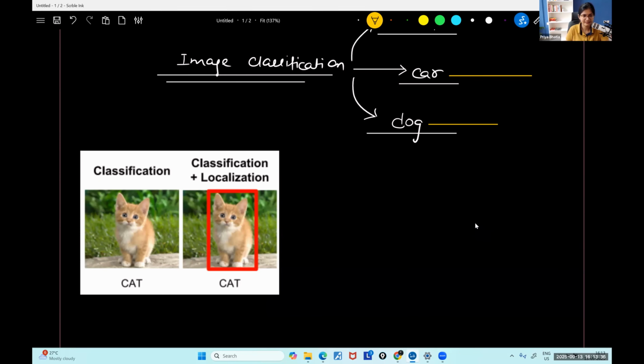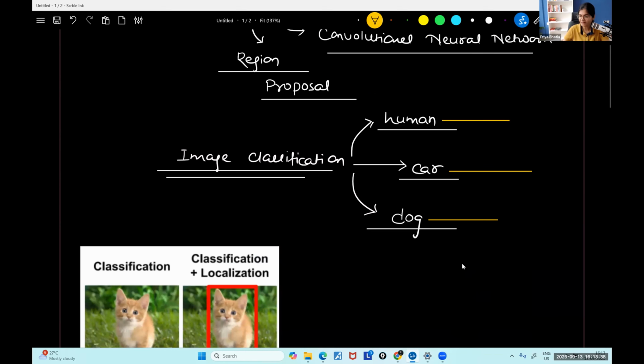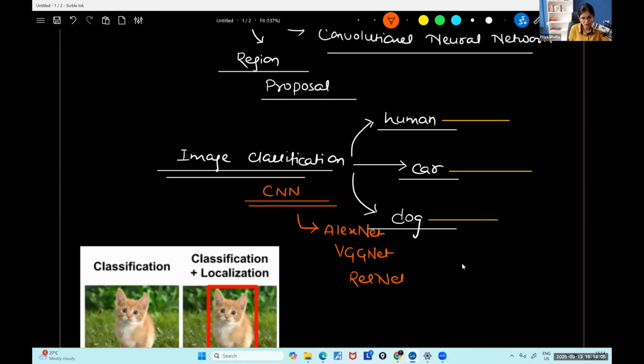Here you can see the simpler task that we covered in our last class can be easily done by a normal convolutional neural network. And by the way, we have different flavors or different models based on this CNN. For example, I'm not sure how many of you have heard about AlexNet, VGGNet, ResNet. All of these are different flavors, varieties of convolutional neural networks.